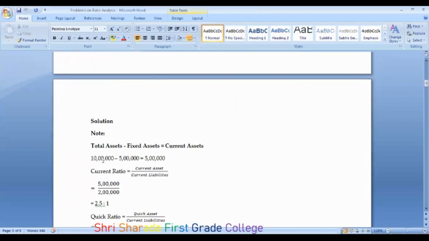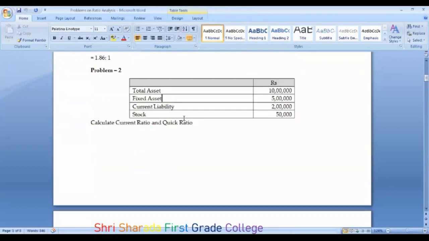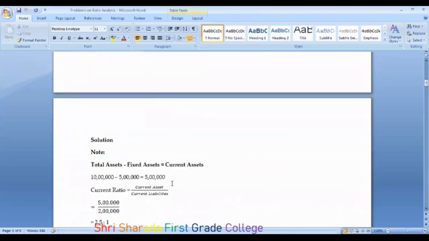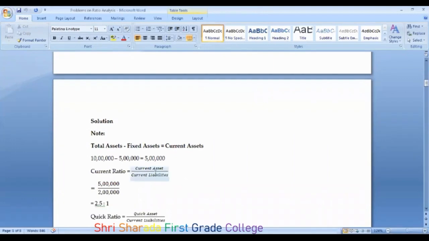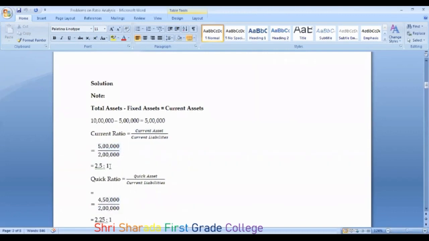Okay. So 10 lakh is the total assets. Fixed assets is 5 lakh. Current assets will be again 5 lakh. So current ratio is equal to current assets divided by current liability: 5 lakhs divided by 2 lakhs gives you 2.5 is to 1.